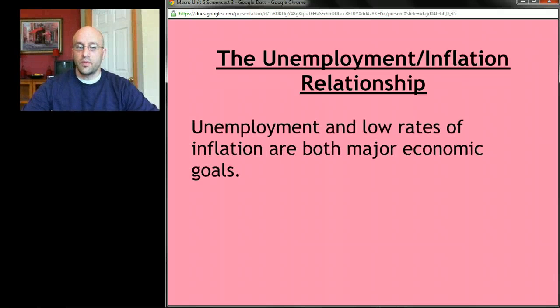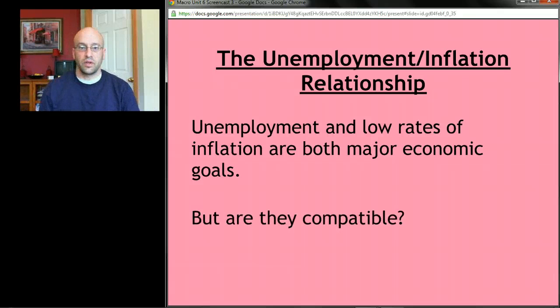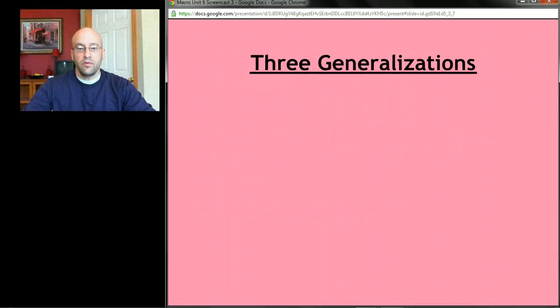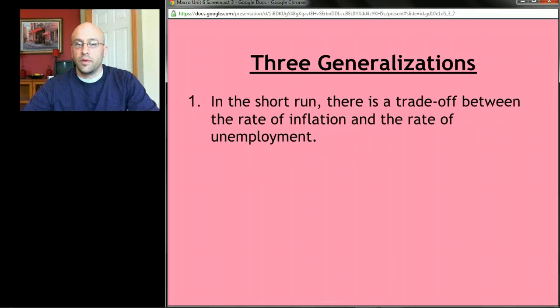So up to this point, we've seen that there is this trade-off between unemployment and inflation. Unemployment and inflation are both things that policymakers are concerned with, and we want low rates of both of them. So the question is whether that's actually compatible, whether we could actually have low rates of unemployment and low rates of inflation. So the first of the three generalizations is that in the short run, there is a trade-off between the rate of inflation and the rate of unemployment.